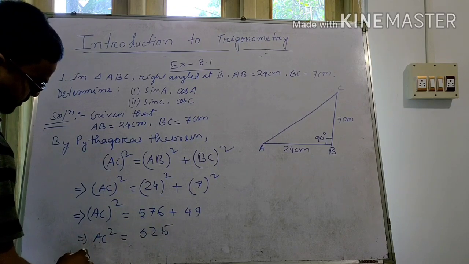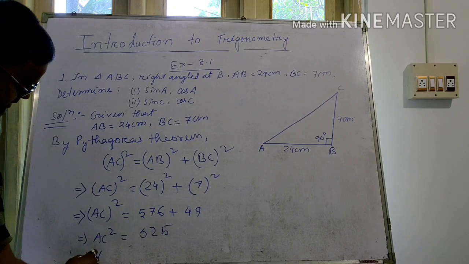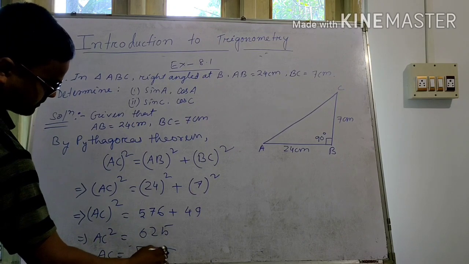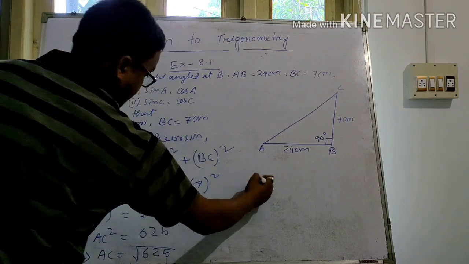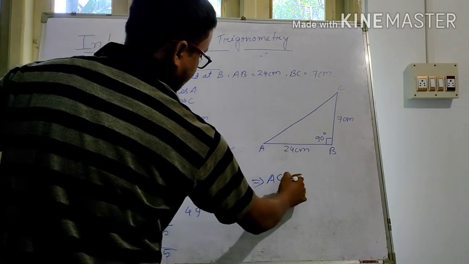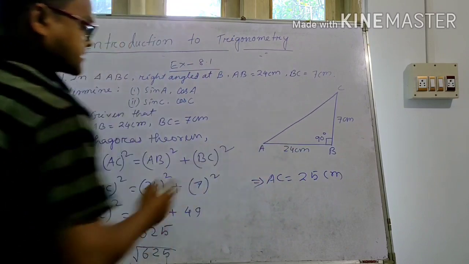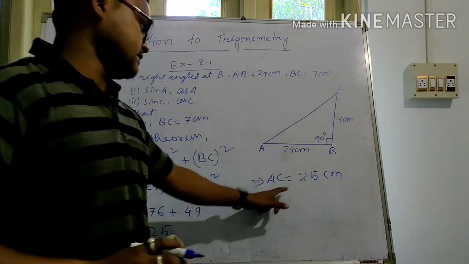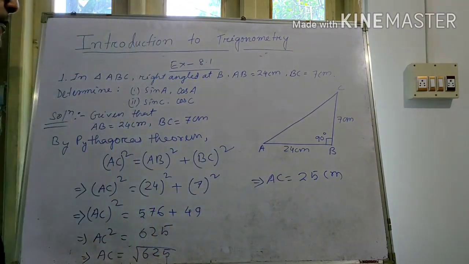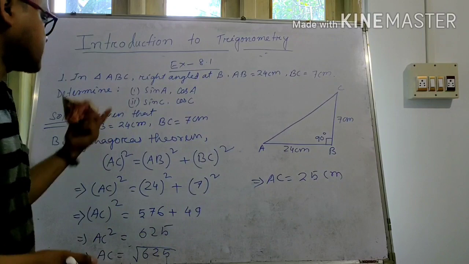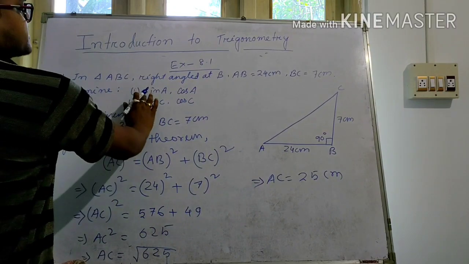Okay. So now you have to find AC. AC equals the square root of 625. So square root of 625, you will get 25 centimeter. The third side is AC equal to 25 centimeter. So now we get all the sides. According to the trigonometric ratio, you have to find first sine A.